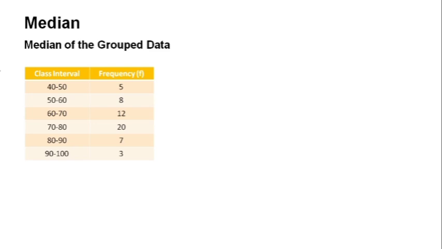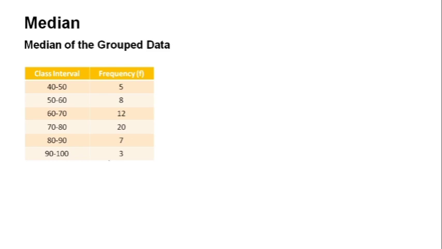Here you can see the class intervals: 40 to 50, 50 to 60, 60 to 70, and the frequencies are given here. You have to find out the median of the grouped data. The very first step in determination of the median of the grouped data is to order the class intervals. Let's check whether the class intervals are ordered or not. When you observe 40, 50, 60, 70, 80, 90, 100, the class intervals are ordered. Then next, locate the class in which the median lies.